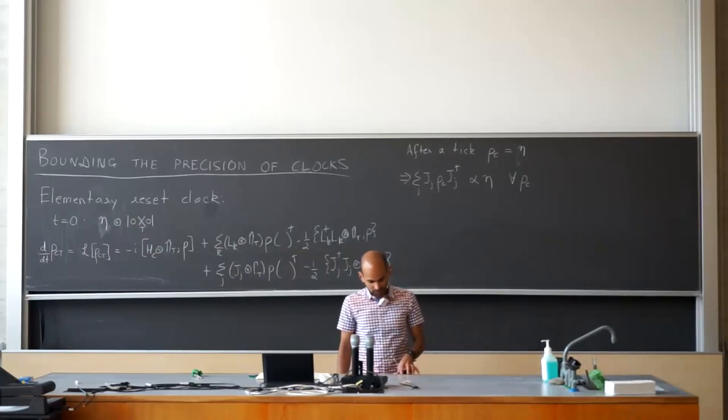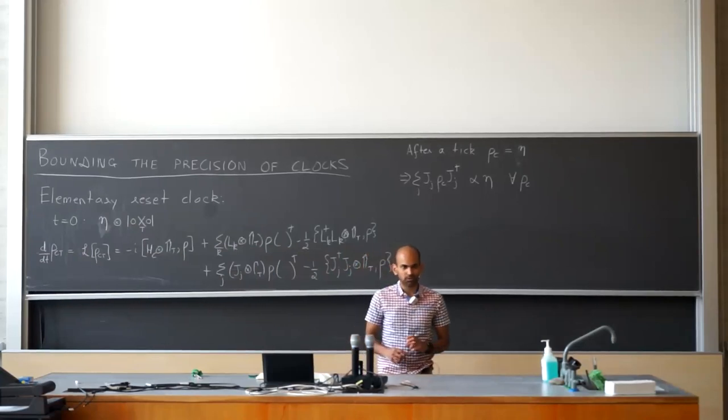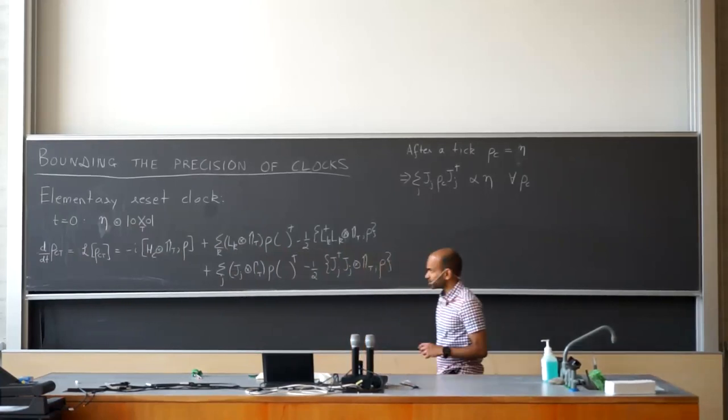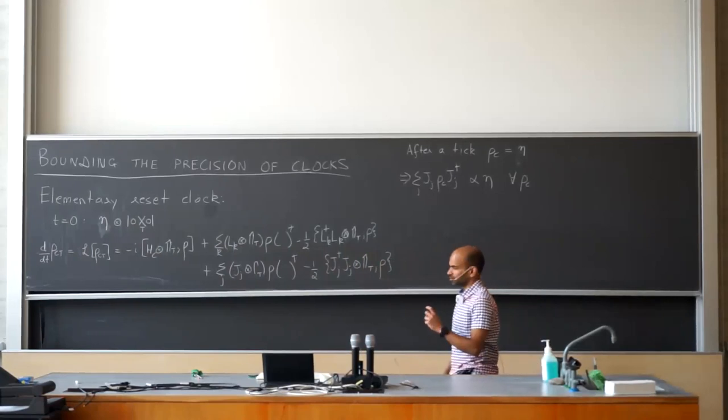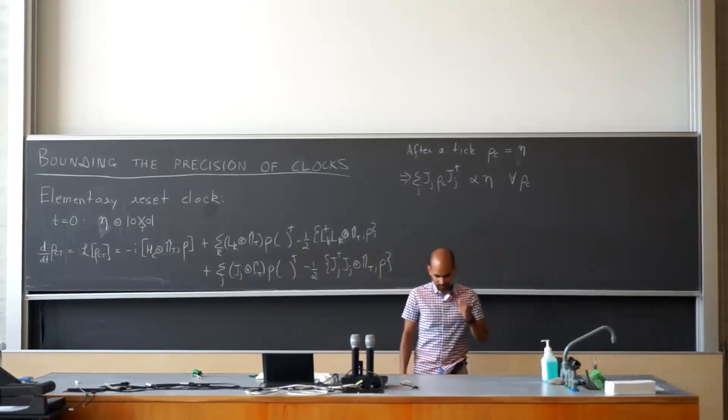And in the tutorial, you will have seen that if you take a higher dimensional ladder clock, you essentially increase the precision by exactly the number of states in that ladder. So now what I would like to do is to derive an upper bound on the precision of clocks, depending on their size, using a technique that is really straight out of quantum information.